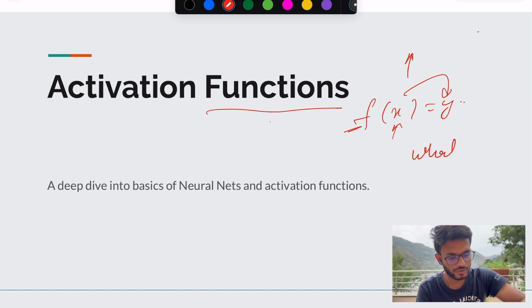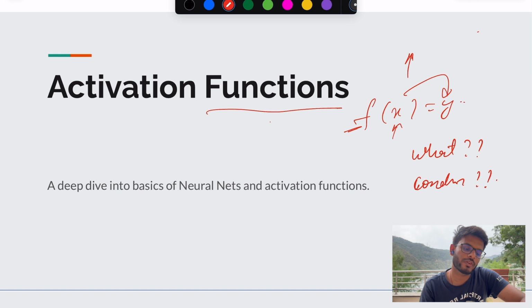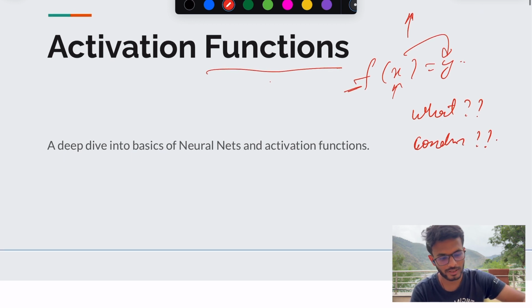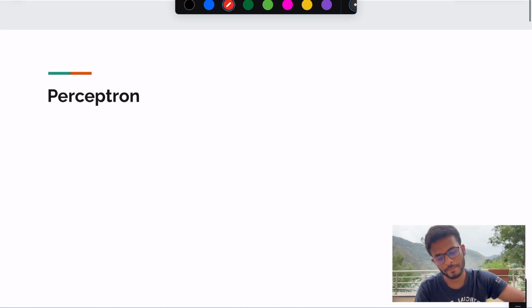But what was the need for an activation function? We'll see why we needed activation functions in neural networks. I mean, it was working fine before activation functions, so what was the need for it? The second one is conditions. Not every function can be called an activation function. There are certain rules which a function should follow in order to be called an activation function. We'll see what those rules are and why. If there is a rule written, why is that particular rule there and how does it intuitively come out? We'll see why those rules are there and what the implications of those rules are.